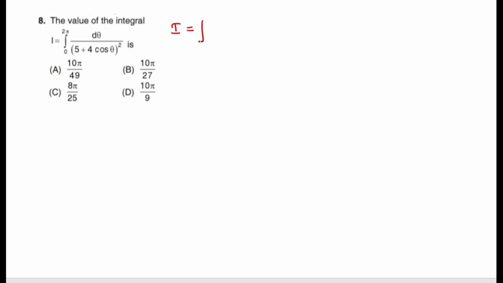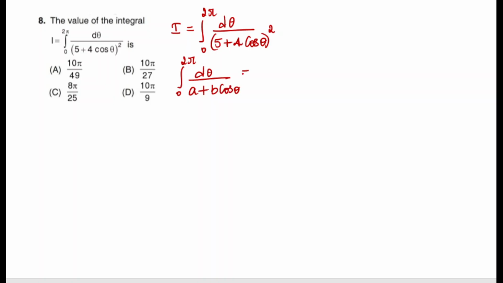I is equal to the integral from 0 to 2 pi of d theta divided by (5 plus 4 cos theta) whole square. Yes, now what we must do for this question is, we have the standard integral, that is the integration from 0 to 2 pi of d theta over (a plus b cos theta), which is equal to 2 pi divided by square root of a square minus b square. This is the solution for the standard integral.